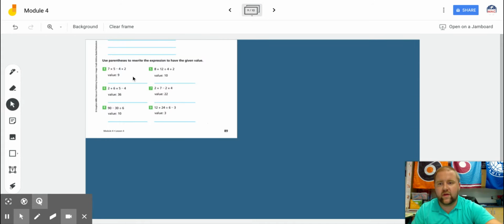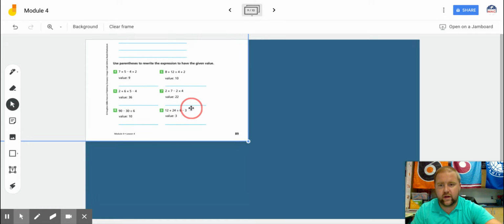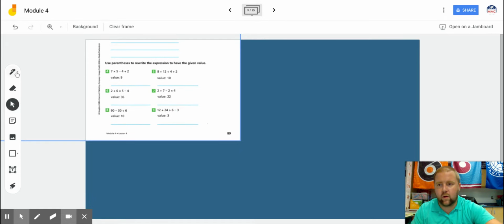So looking at these problems 4 through 9 that are shared here, I want to go over these. These can be a little bit of a challenge. It says use parentheses to rewrite the expression to have the given value. So we need to figure out where parentheses are going to go so that if I solve this, I'm going to have 9 be my answer.